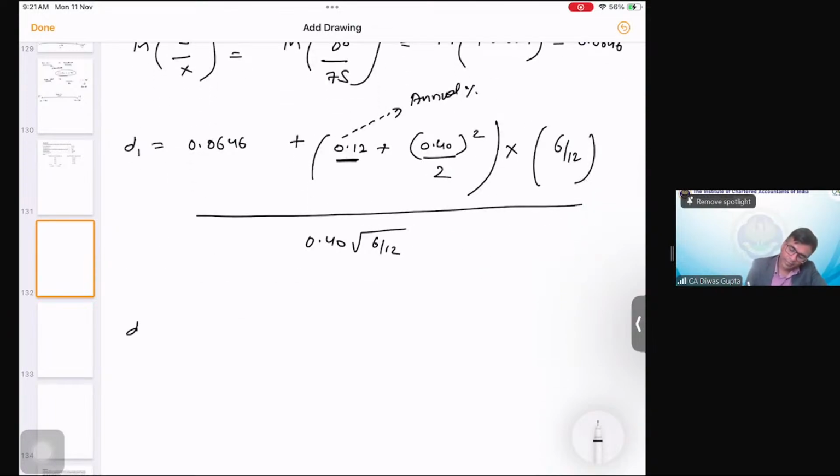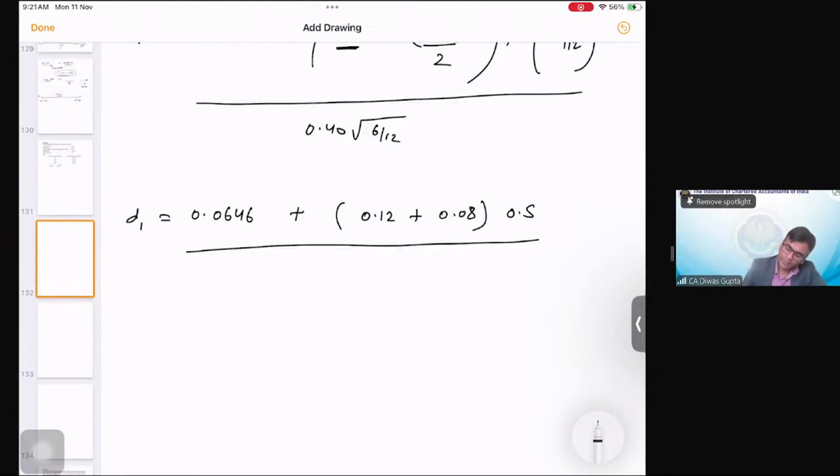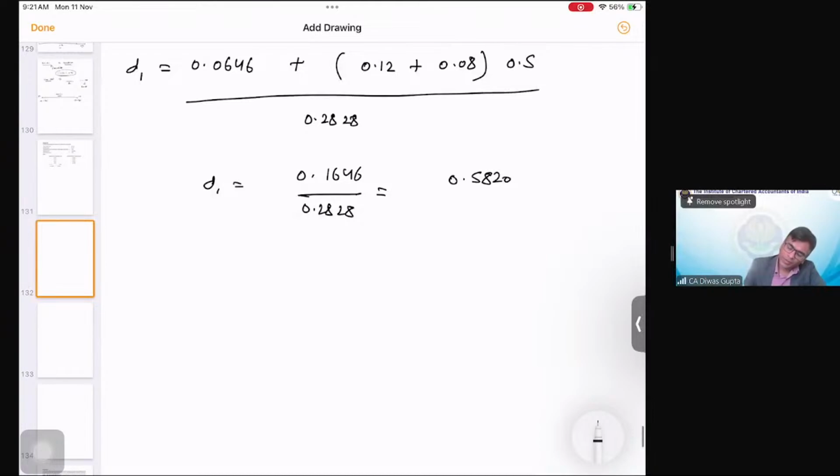Clear? So d1 becomes 0.0646 plus 0.12 plus 0.08 multiplied by 0.5, this whole divided by 0.2828, and hence d1 will become 0.1646 divided by 0.2828, which is equal to 0.5820. So that d1 will become 0.5820.